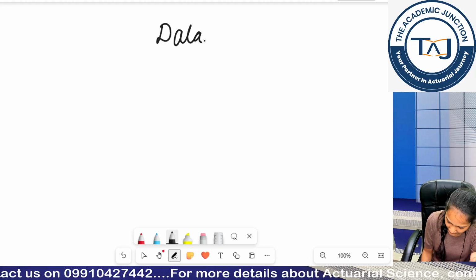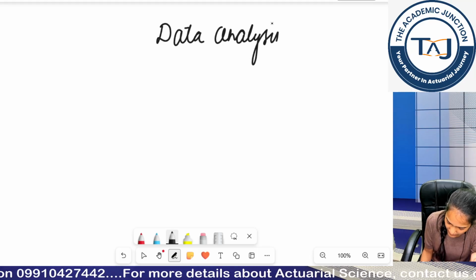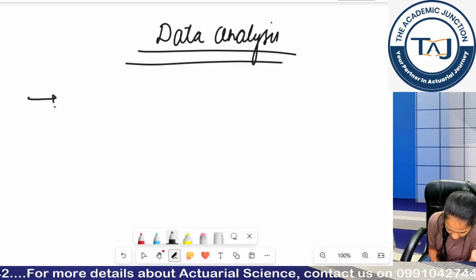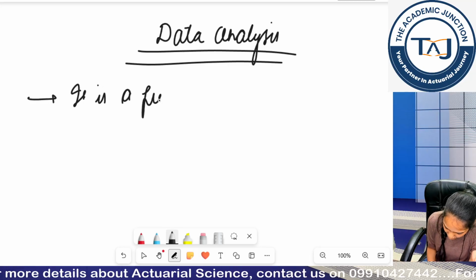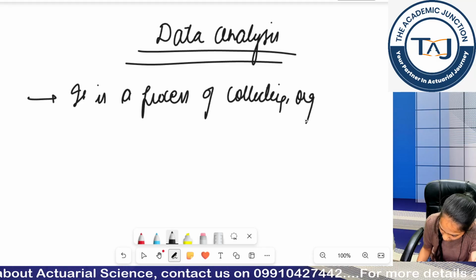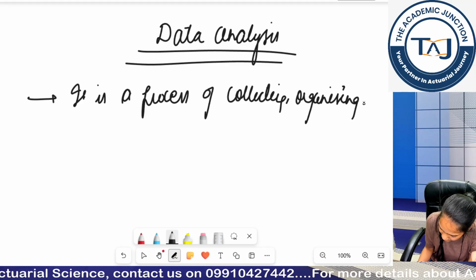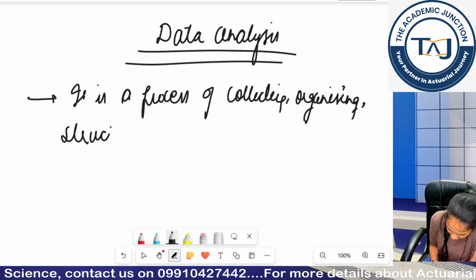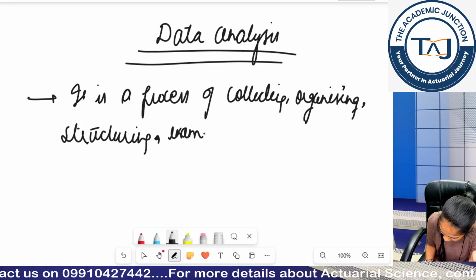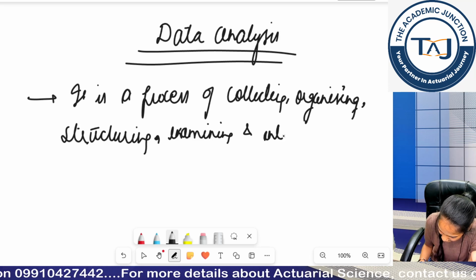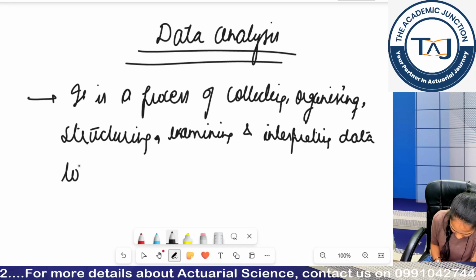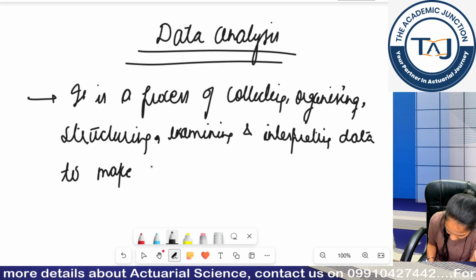So, our chapter is named data analysis. First up, if we write the definition of data analysis, it is a process of collecting, organizing, structuring, examining and interpreting data to make decisions.